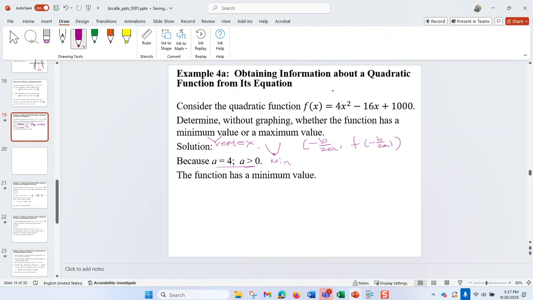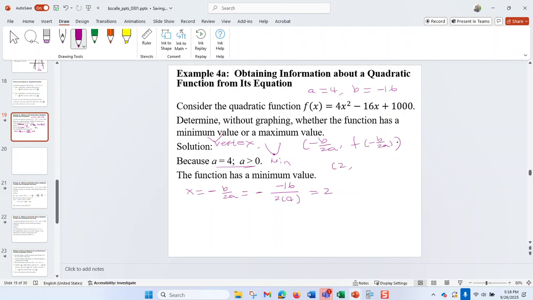So my a here is 4. My b here is negative 16. If I want to find the vertex x, I just need a and b. So b here is negative 16, a here is 4, so negative becomes positive. 16 divided by 8 is 2. So my vertex x is equal to 2.